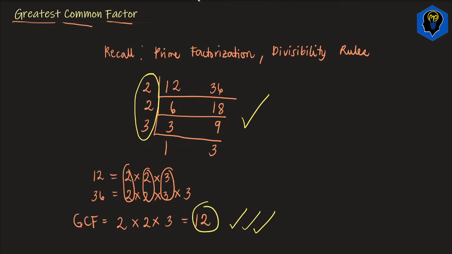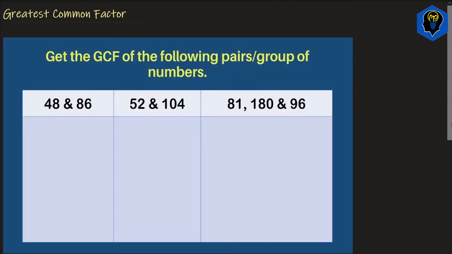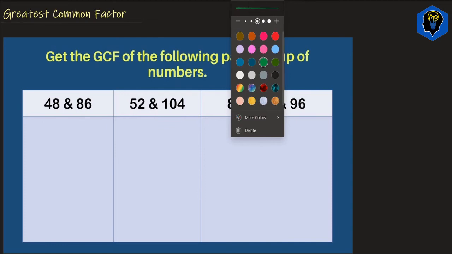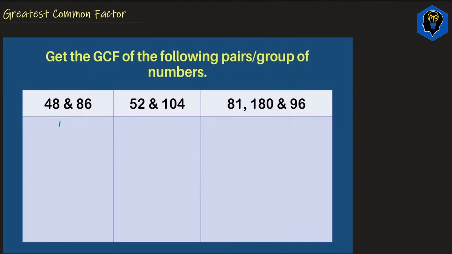So let's have some practice. To practice our knowledge about greatest common factor, let's look at the following set of numbers. So the instruction says, get the GCF of the following pairs or group of numbers. So let's start with the first one. For the first one, we have 48 and 86. Let us apply continuous division.